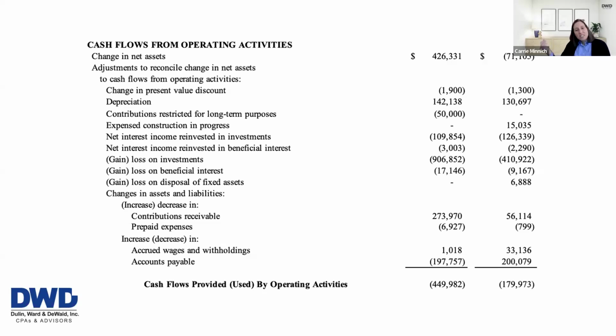Money was used. We like to see this number being positive. However, sometimes it's not. For example, here, this top number, our $426,331, is basically our net income. Well, our net income includes $906,852 of gains on investments. That's not real cash. So if we take that out, that flips it to a loss. That's where that loss comes from, where we brought in less money than what we spent during the year. So when we're looking at cash flows from operating, we really like that to be a positive number, but there are reasons why it wouldn't be.